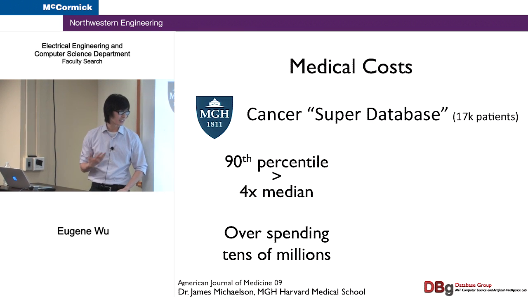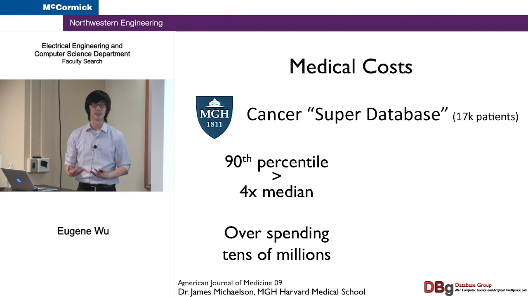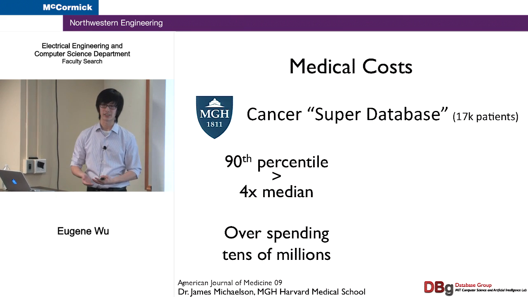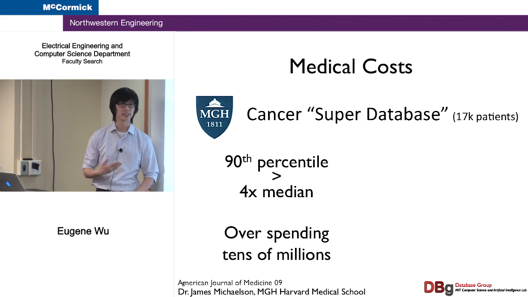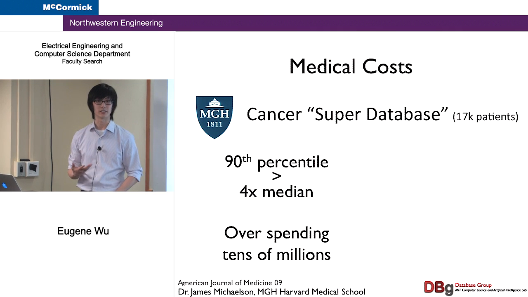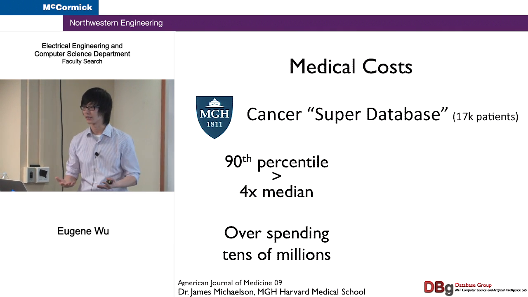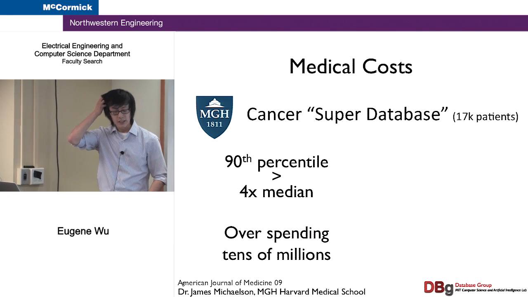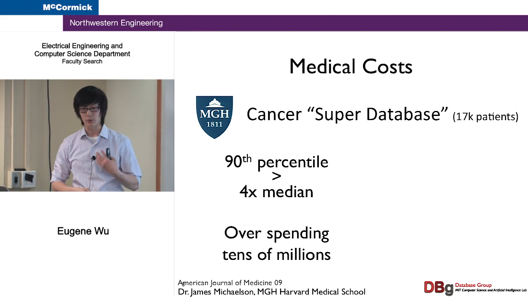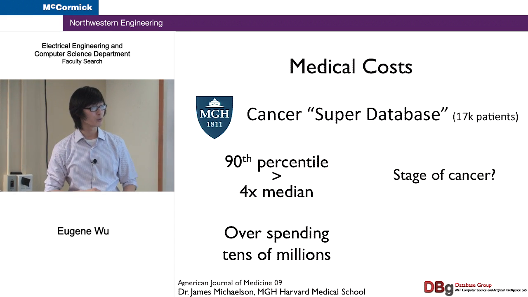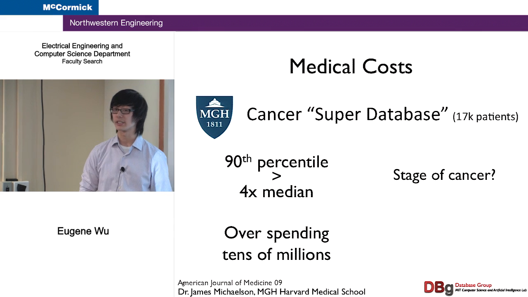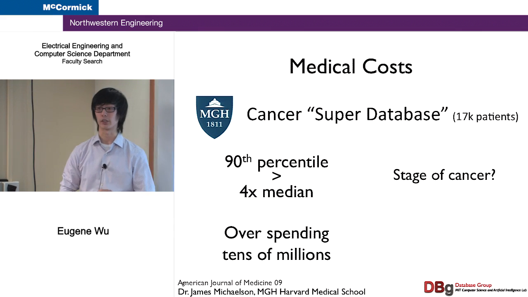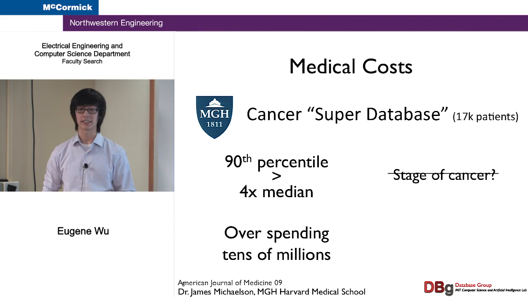And so to give you a sense, if the 90th percentile cohort of these lung cancer patients cost the same as the median, then that would save the hospital tens of millions of dollars. And there's not that many lung cancer patients going to MGH to begin with. And so their team looked into why this is the case. They thought, well, was it because of the stage of cancer? Maybe sicker patients just cost more because they need more expensive treatments. It turns out that's not the case.